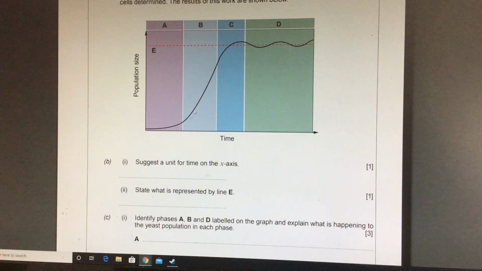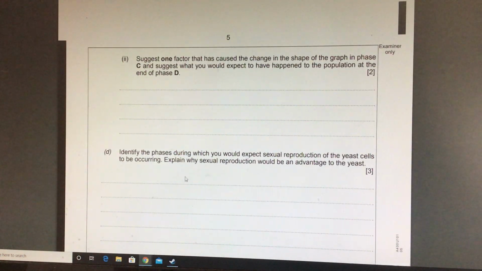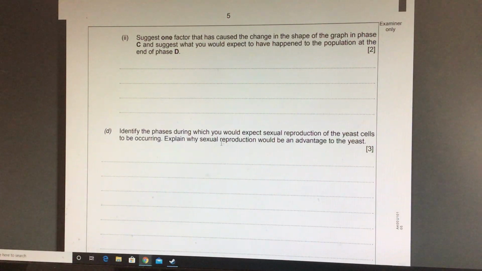Yeast will, while it's thriving and actually it's got everything, not go to sexual reproduction. It will stay in simple cloning phase, in binary fission, just like a bacteria, just split it all up, mitosis style. So explain why sexual reproduction would be an advantage.